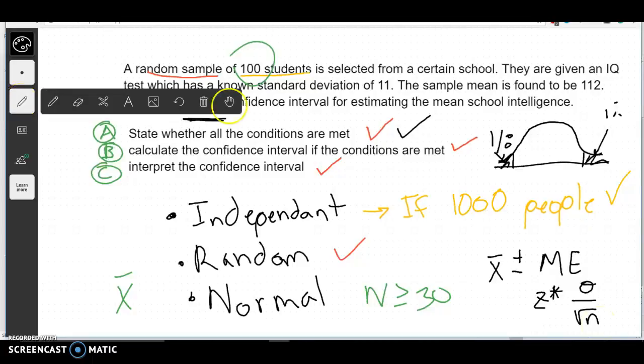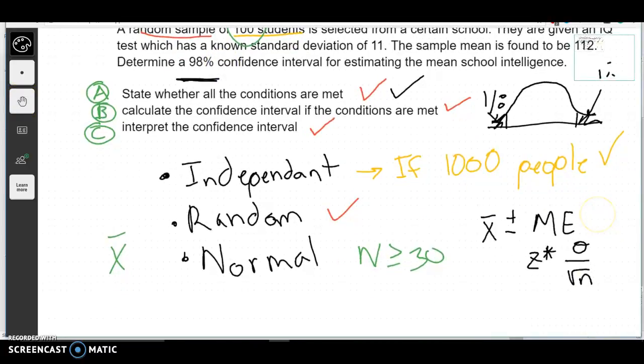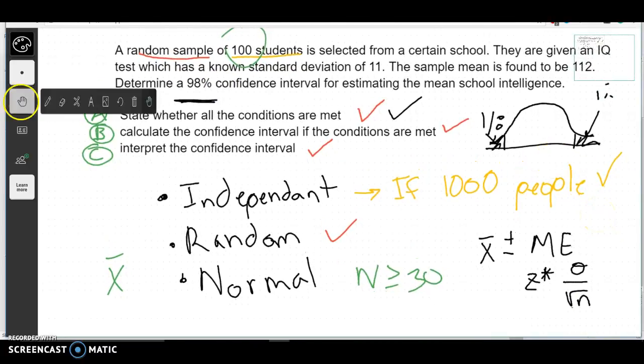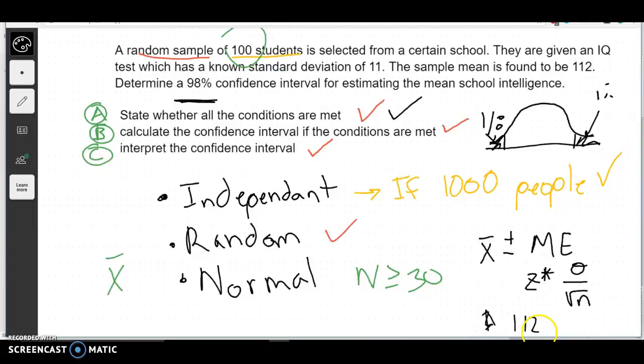So when we fill that in, we know that they told us the mean that they found was 112. So the school is above average in IQ. Plus or minus the standard deviation of the population. They said the known standard deviation is 11, so we're going to say 11, and that's over the square root of 100. And now we'll have to times that by the Z critical value.